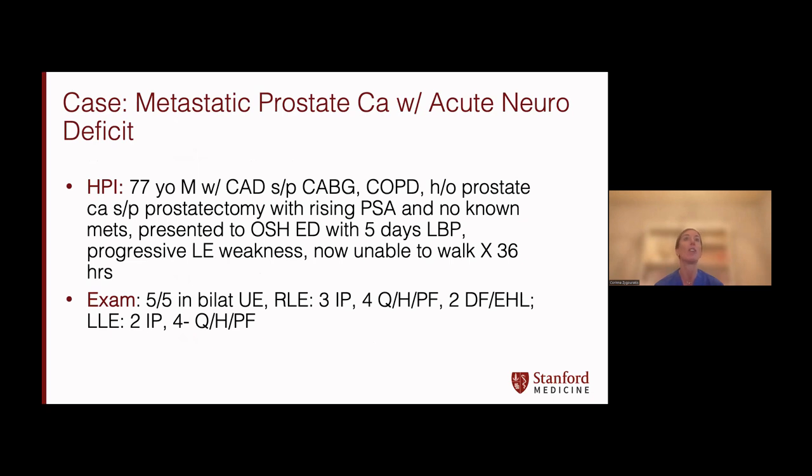77-year-old male, heart disease, known prostate cancer history with the prostatectomy and now rising PSA. He came in with 5 days of lower back pain and progressive lower extremity weakness, now unable to walk for the last 36 hours. He's full strength in his upper extremities, and you can see he's quite weak in his lower extremities. His right leg is 3 proximally, 4 in his quad, hamstring, and plantar flexion, and 2 dorsiflexion EHL. And his left lower extremity, he's 2 proximally and 4 minus distally.